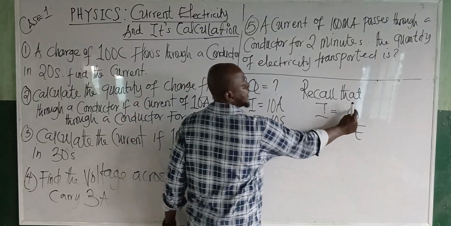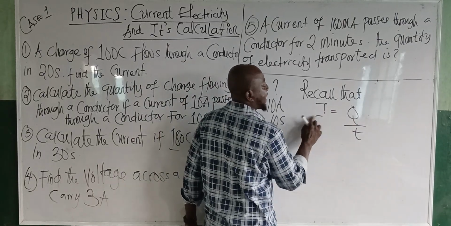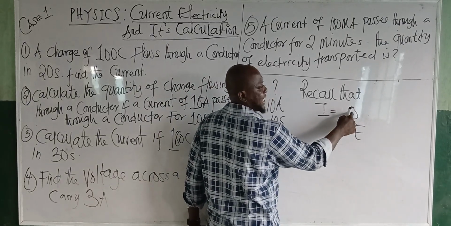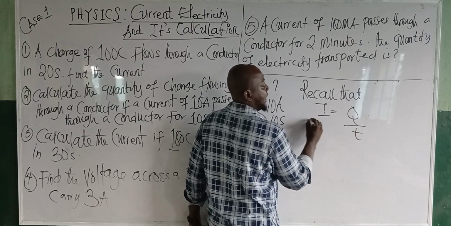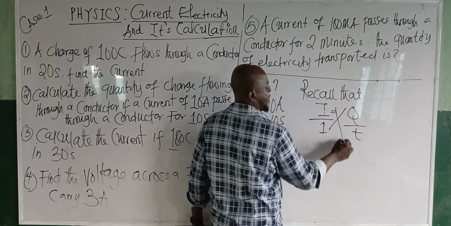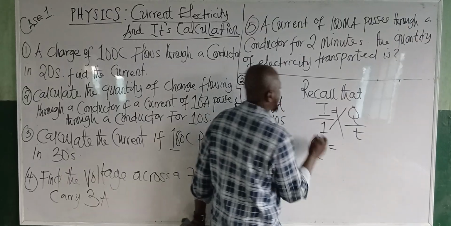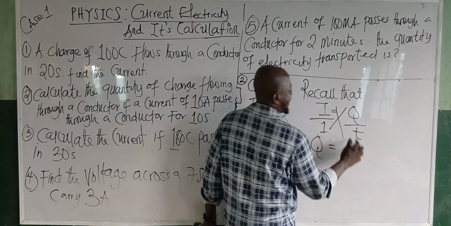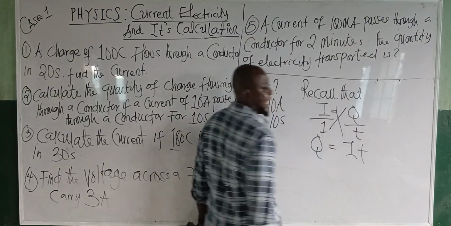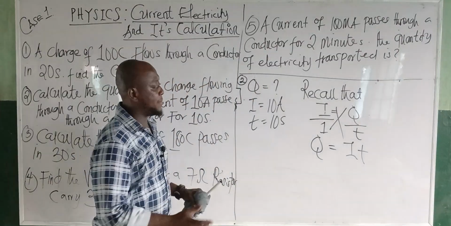We are looking for this. So what do I do? Let me quickly make quantity of electricity, quantity of charge, the subject of the formula. If you cross multiply this times this one, I'm going to have Q here, because that's what we are looking for. And then this and this, I'm going to have current and time here. Current and time.